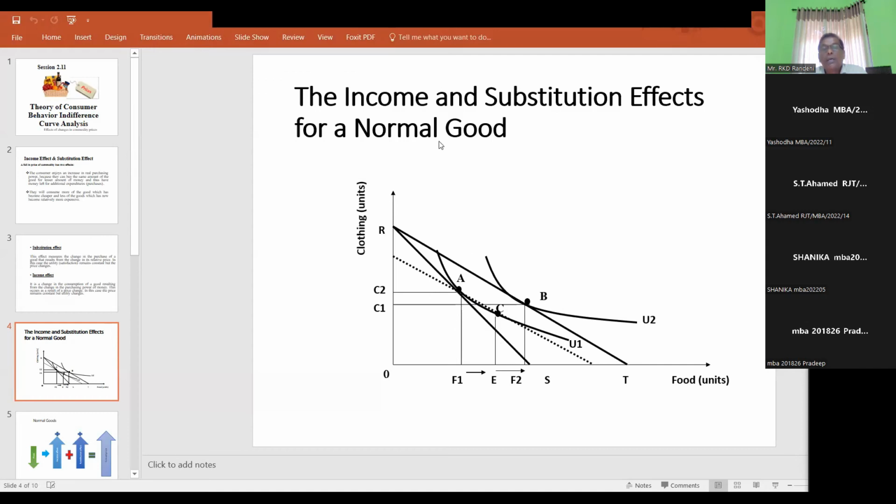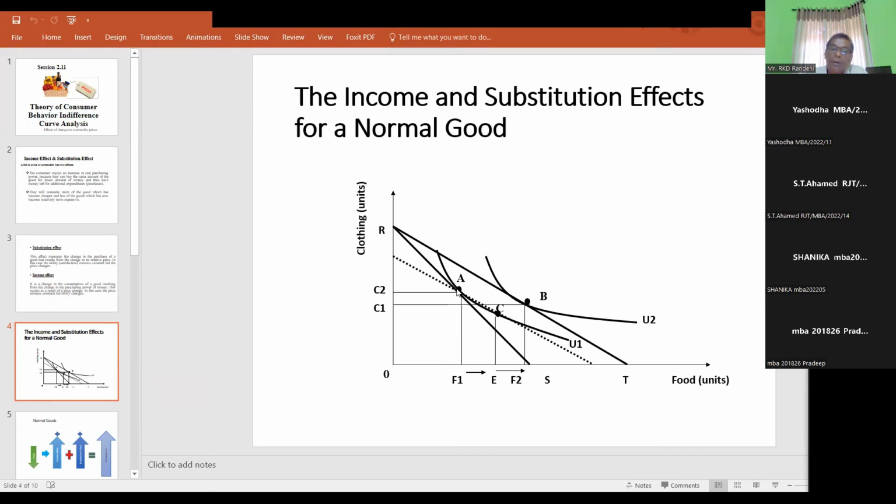According to the normal commodity, normal goods, both effects are the same. Excuse me, sir, that point C shouldn't touch the budget line. Accordingly, that C is not the equilibrium point, no, sir. That is the maximization. So it is all right. It should touch the budget line.